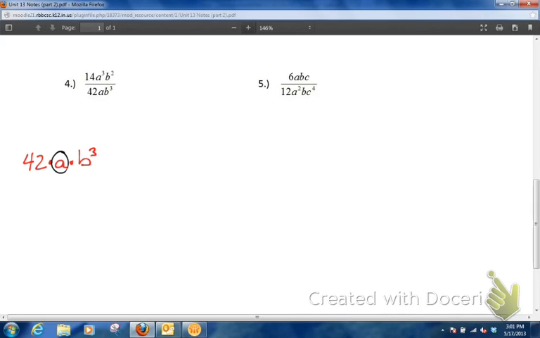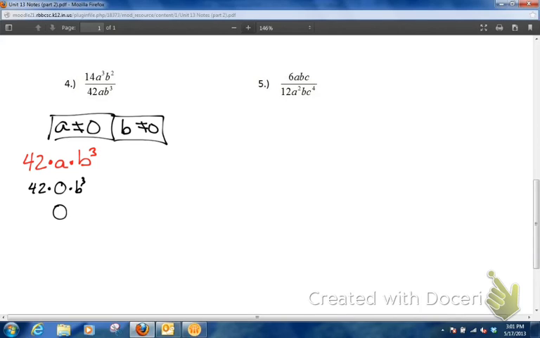what number for a would make the whole thing here equal to 0? Well, that's just going to be 0, right? You know, if a was 0, you'd have 42 times 0 times whatever b to the third is, but that gets to be 0. So one of your excluded values here is going to be a cannot equal 0. And your other excluded value then obviously will be b cannot equal 0.